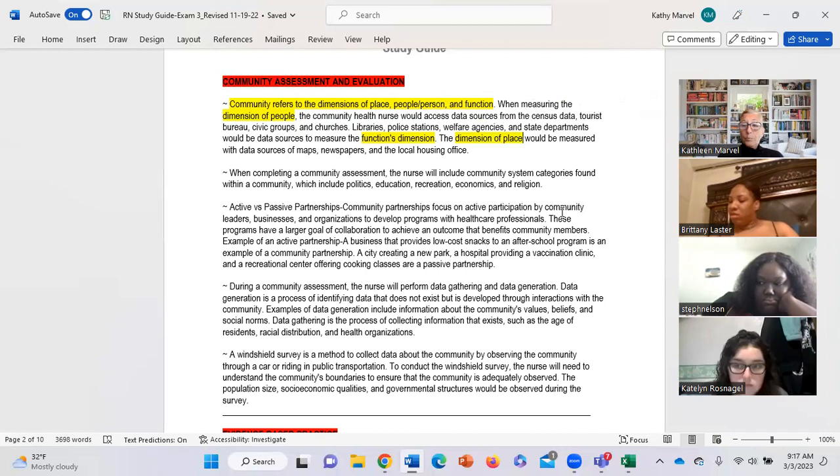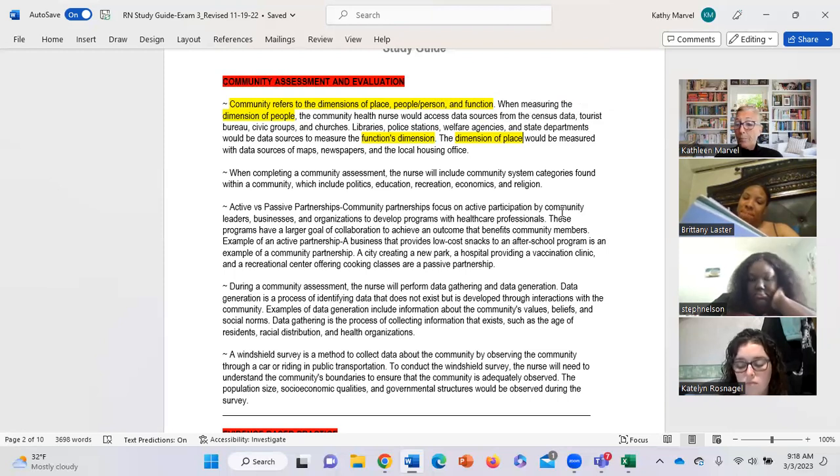Great. How about when you're doing your community assessment, there are 3 dimensions that are looked at. What are those dimensions? Place, people, function. Maybe you're given a scenario that you're getting information from libraries and police stations. What dimension are you looking at? You're looking at the function. Get where I'm going with this? Okay.